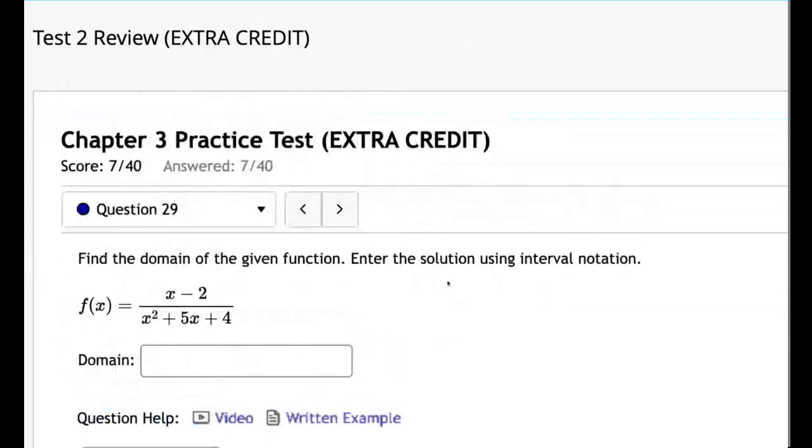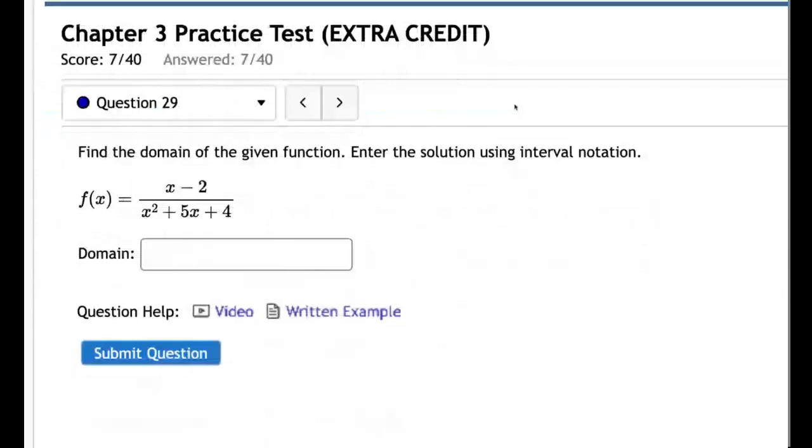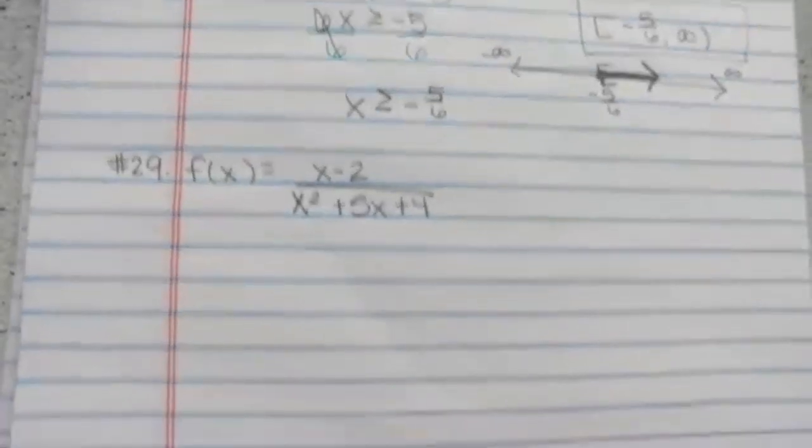The 29s are same thing. There you go. This time we have a fraction. So this was our other thing that we talked about. So 29 says give the domain of the given function, write our answer in interval notation. So f of x equals x minus 2 all over x squared plus 5x plus 4. So we said for fractions that our denominator cannot be 0.